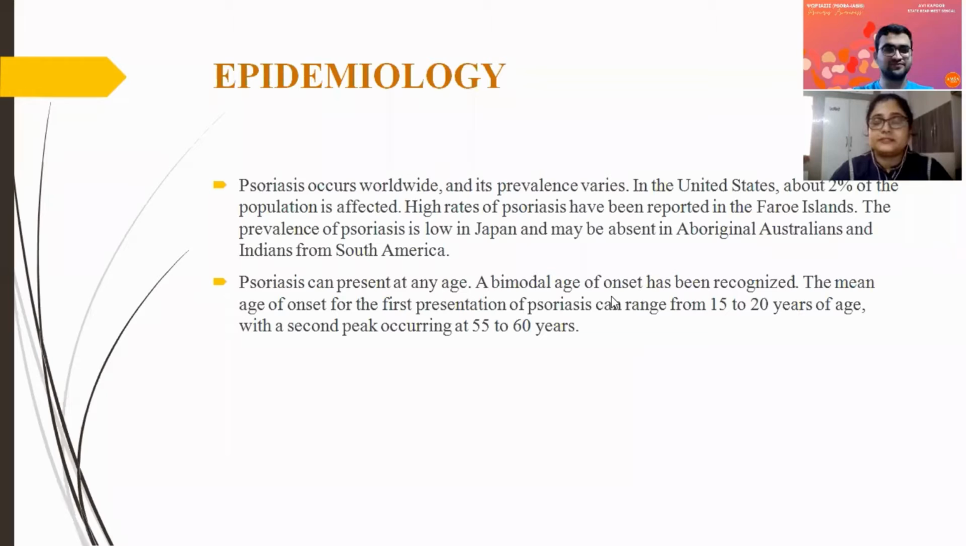Psoriasis can be present at any age, but a bimodal age of onset has been recognized. The mean age of onset for first presentation of psoriasis can range from 15 to 20 years of age, and the second peak occurs at 55 to 60 years. So it has got a bimodal peak.